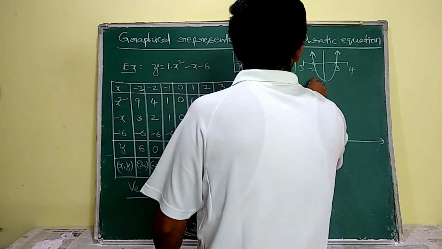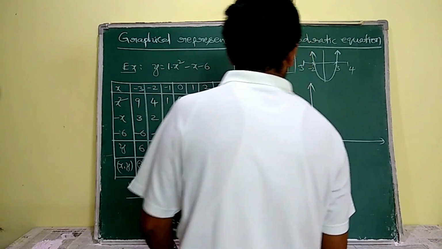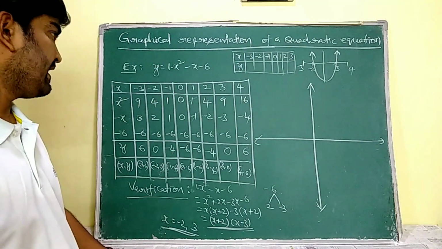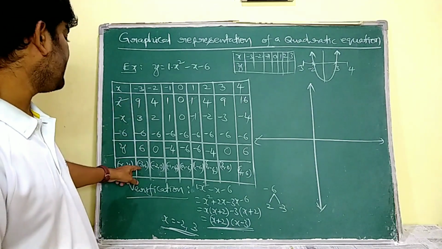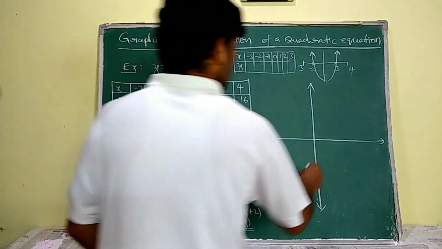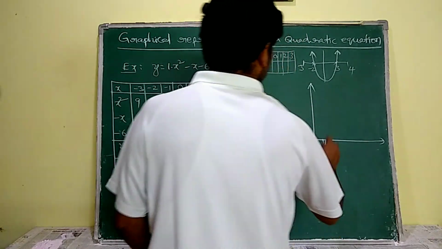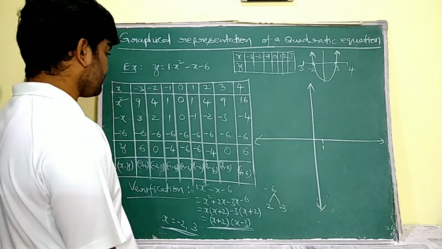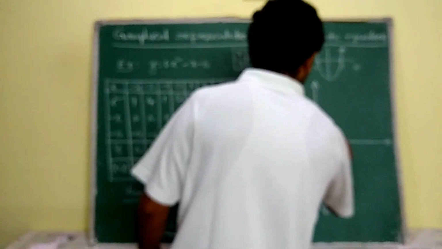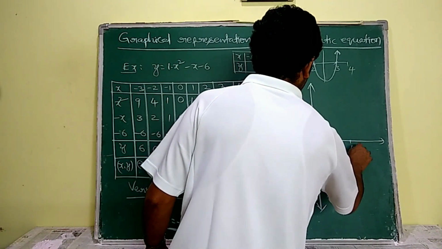Then that's your graph, and join those points with the help of a scale. See, minus 3 to minus 6, you have to number it. Here I have less space, that's why I am not numbering this clearly. In your graph sheet you have to number it.